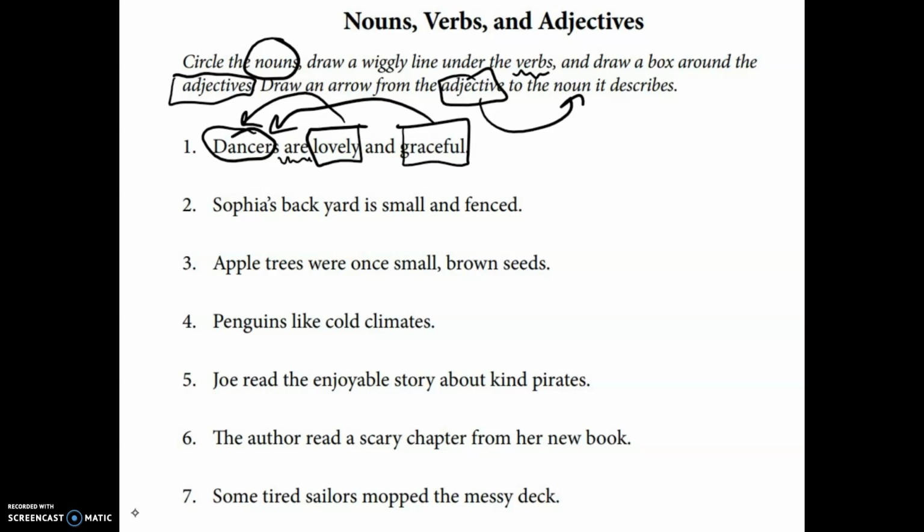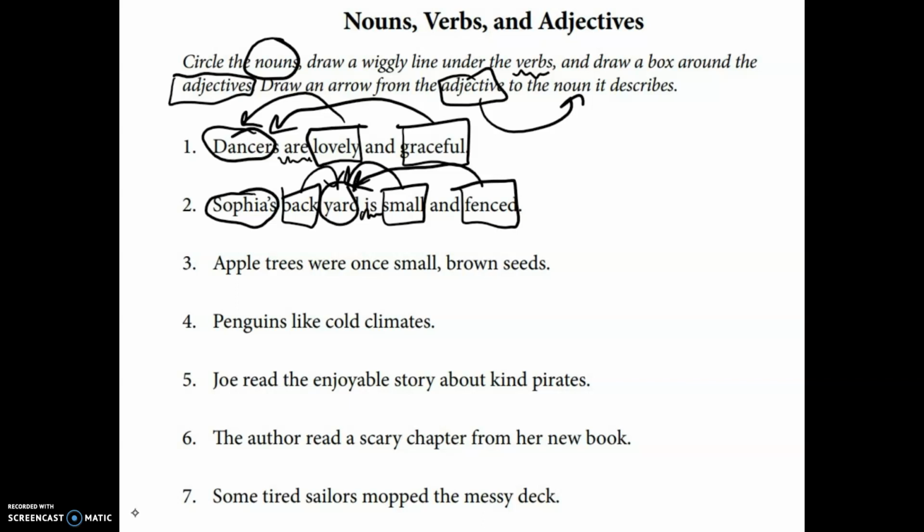Okay, let's look at number 2. Number 2 says Sophia's backyard is small and fenced. So Sophia is a person and yard is a place. The action word of what's happening is. And then back is describing her yard. Small is describing her yard, and fenced is describing her yard. So all of those will point to that one.